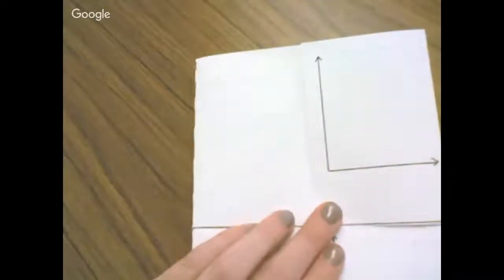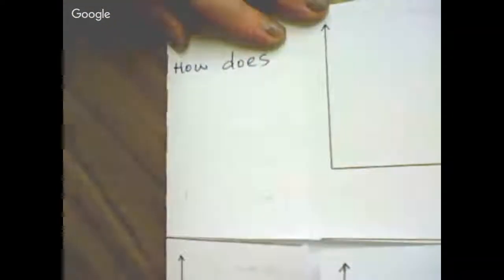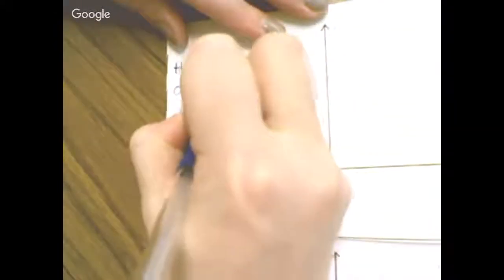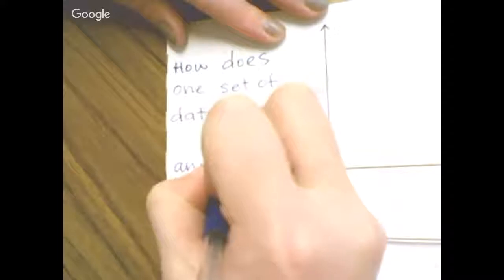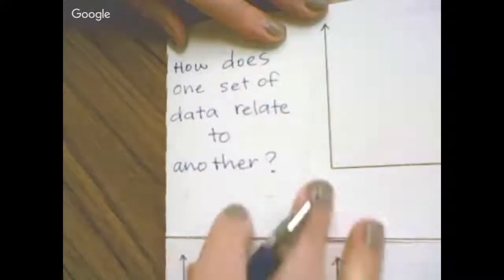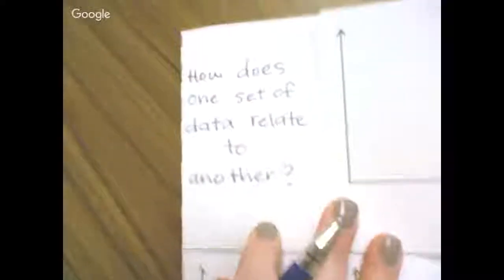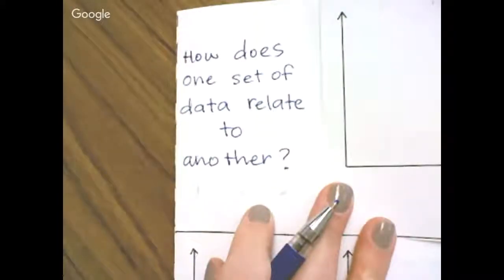So looking at this top left flap, we're looking at how does one set of data relate to another. That's our big question when we're looking at scatter plots, is how does one set relate to another?